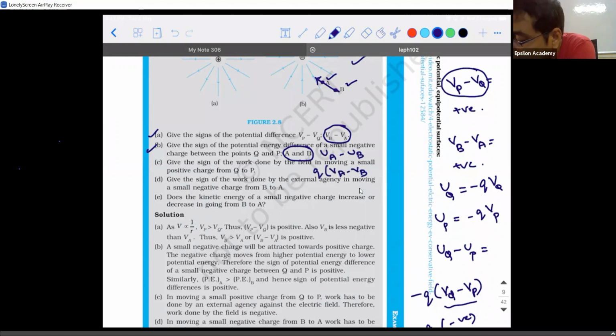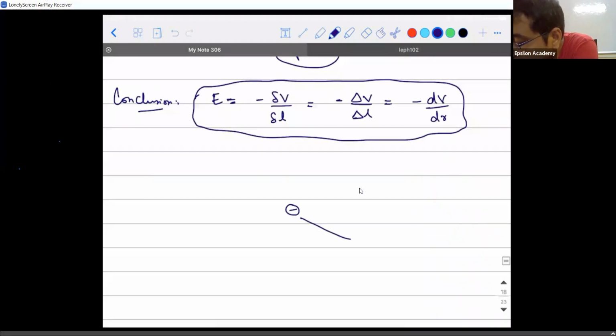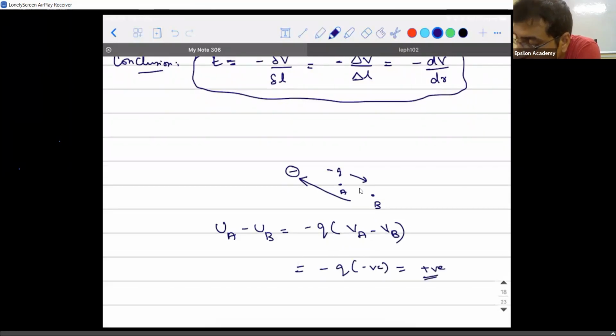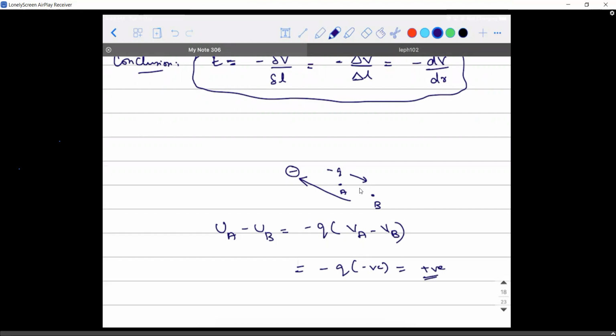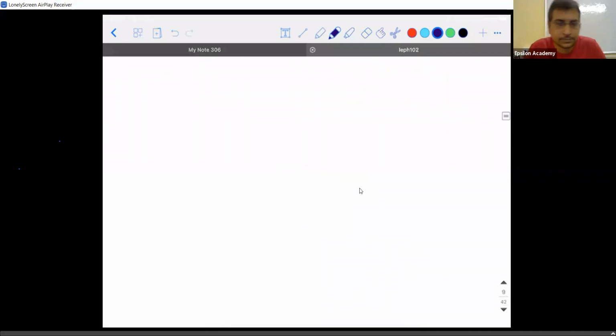Wait, I'll write it on a separate page. This is a negative charge. The electric field is in this direction. This is point A. This is point B. Negative charge is moved from A to B. So UA minus UB will be equal to minus Q into (VA minus VB). But what is VA minus VB? That is also negative, no? Careful. Yeah, that is also negative. So in both the cases, it is a positive value. Anyone with a doubt?